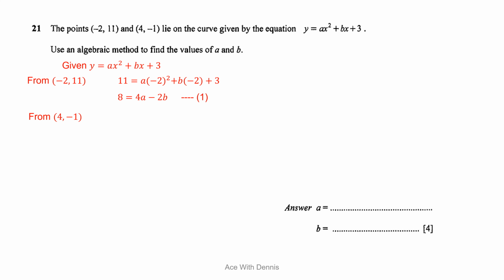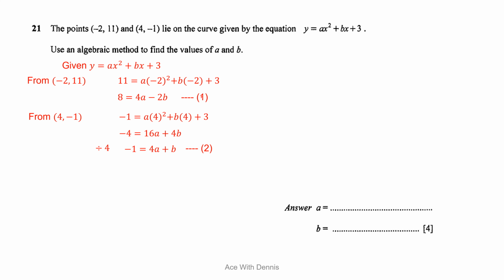Now from the coordinates (4, -1), which means that x equals 4, y equals -1. Substitute these values in the equation, we get -1 equals a times 4 squared plus b times 4 plus 3. Simplify, we get -4 equals 16a plus 4b. Then we divide by 4 for both sides, we get -1 equals 4a plus b. So I will label this as equation 2.